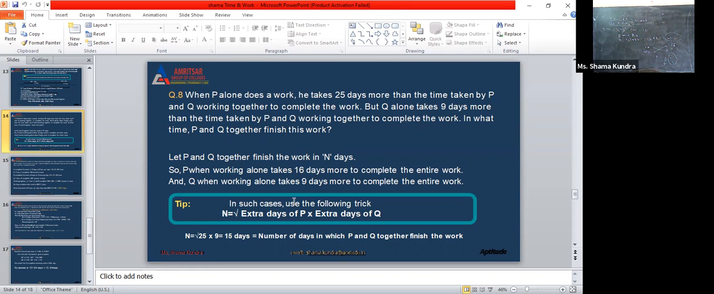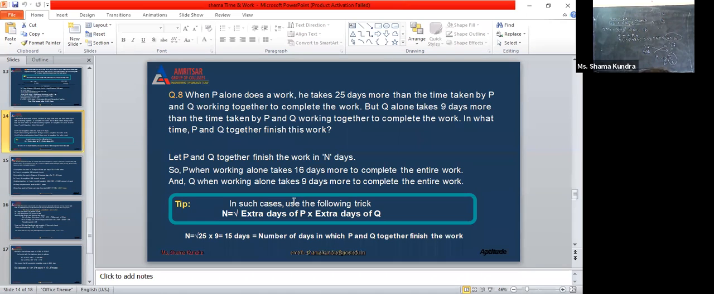Now when Q is working alone, Q takes 9 more days. So n plus 9, 9 days more than the time taken by P and Q working together, because we assume P and Q together finish the work in n days. So 9 extra days are taken by Q and 25 extra days are taken by P. Now we have to find out in what time P and Q together finish, means we have to find the value of n.